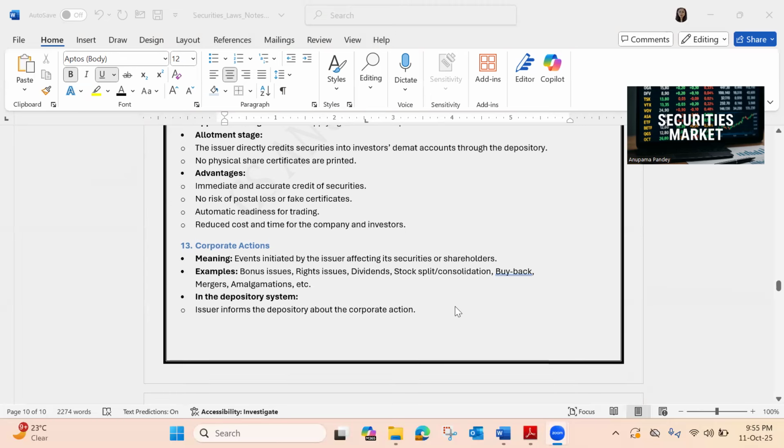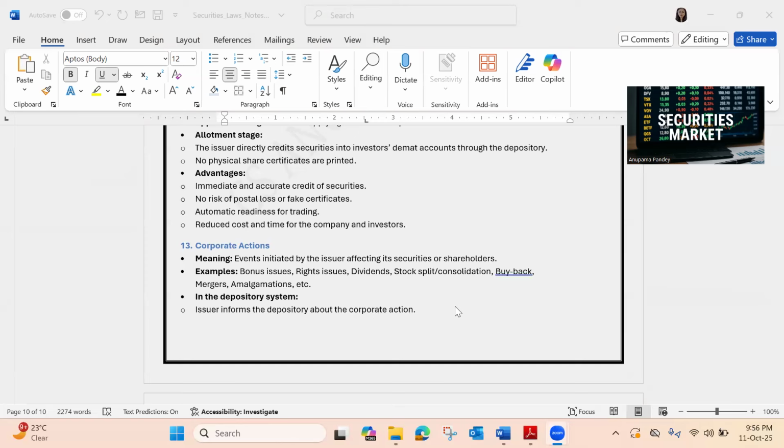Corporate actions. As you're aware, corporate actions are the various activities relating to the securities which happen in the company, for example, rights issues, IPOs and FPOs. And for that matter, you have to inform the various intermediaries and stock exchanges. So what is the meaning of corporate action? It is initiated by the issuer, affecting its securities or shareholders.